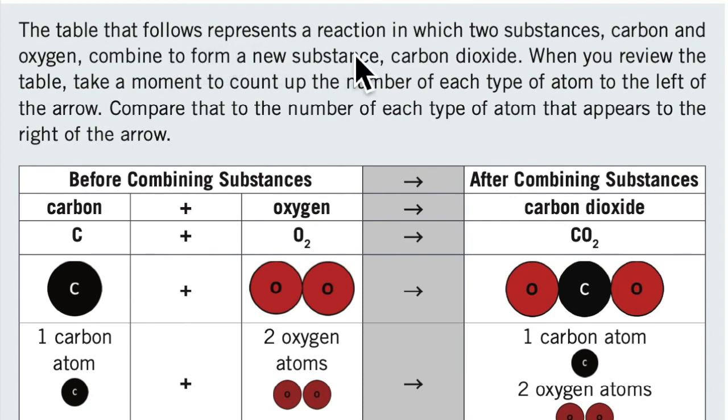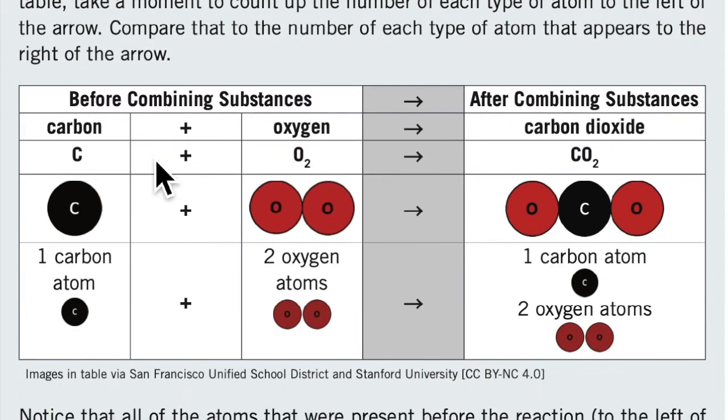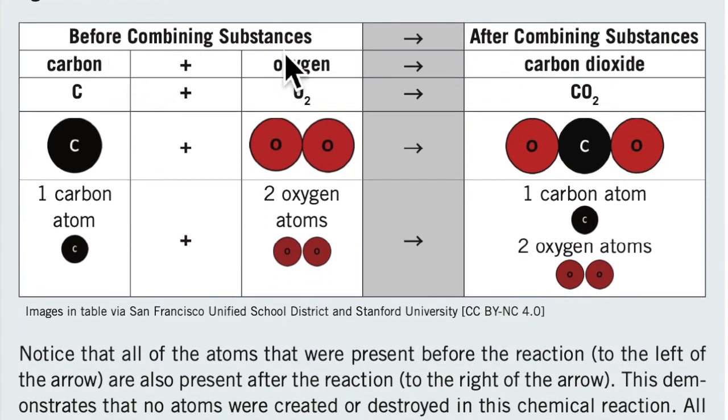The table that follows represents a reaction in which two substances, carbon and oxygen, combine to form a new substance, carbon dioxide. When you review the table, take a moment to count up the number of each type of atom to the left of the arrow. Compare that to the number of each type of atom that appears to the right of the arrow. Before combining substances. After combining substances. Carbon plus oxygen yields carbon dioxide. C plus O2 yields CO2. One carbon atom plus two oxygen atoms yields one carbon atom and two oxygen atoms.